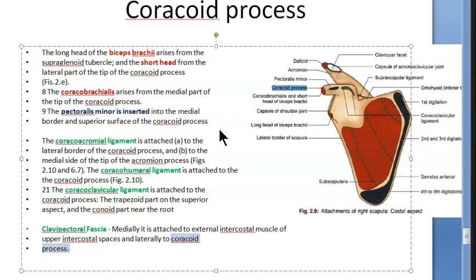Which are the three muscles you will mention? Biceps brachii, short head, very good. Then coracobrachialis. These two will take origin. The insertion will be of the pectoralis minor. The ligaments are coracoacromial, coracohumeral, coracoclavicular, and then you have one clavipectoral fascia also, which attaches to it.